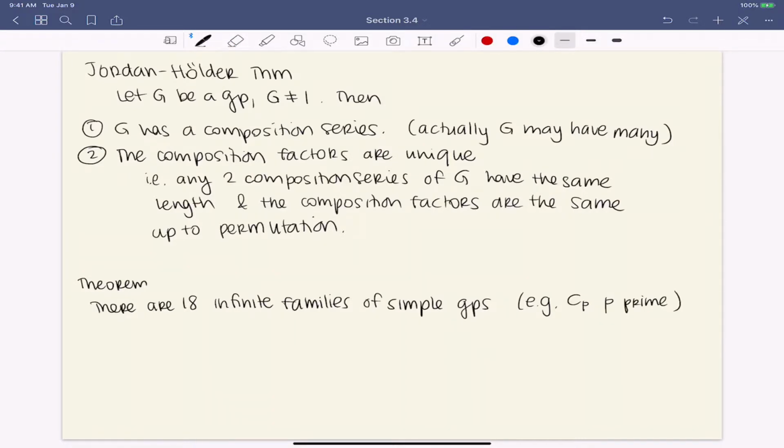So that's what I mean. This is a family of groups because they all share something in common. They're cyclic groups, and it's infinite because there are many primes. So there are 18 such families. This is one of them. A_n, when n is greater than or equal to 5, is also simple. So there are 18 different infinite families of simple groups and 26 sporadic simple groups. These are just random simple groups that don't belong to an infinite family. They're just their own thing, and they exist and they're simple.